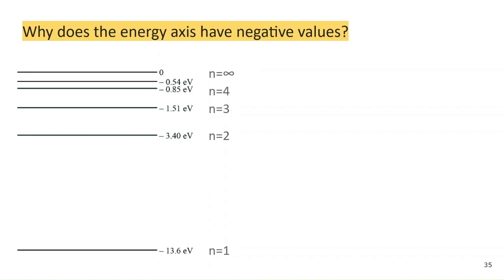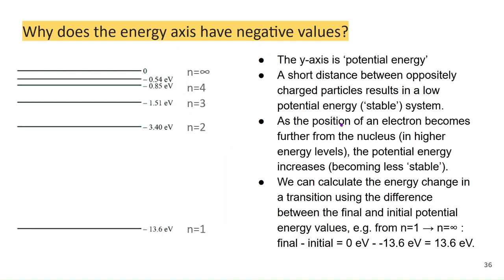So this is kind of an abstract thing, but it is essentially because the y-axis is the potential energy, right? And a short distance between oppositely charged particles results in low potential energy or a stable system, right? So that's basically like when you're close to the nucleus, the electron and proton interactions are more stable because they want to be next to each other, right? The further out you get, the less stable they get.